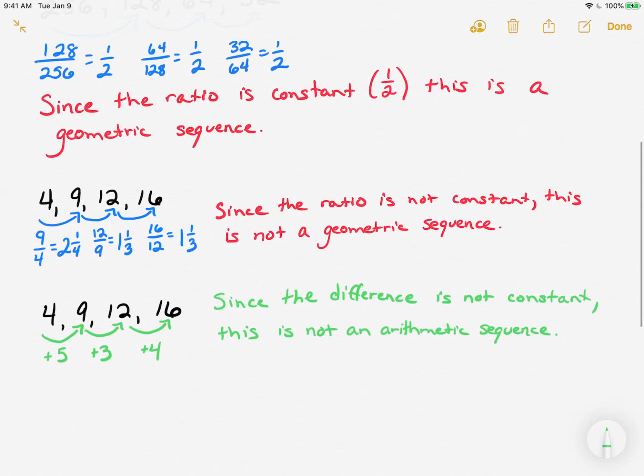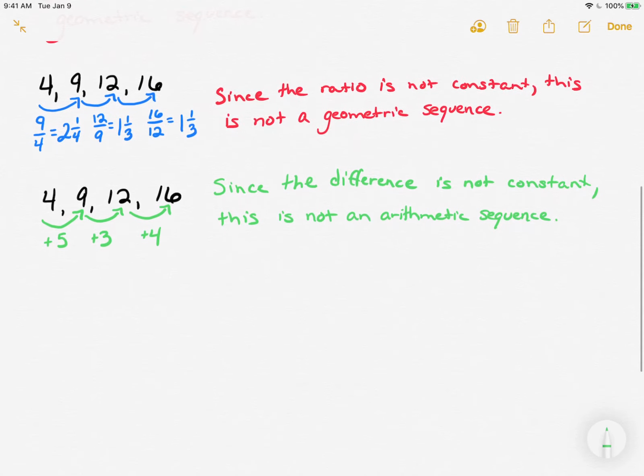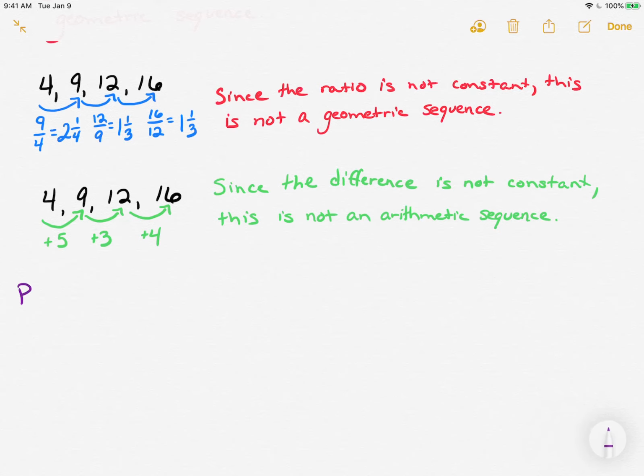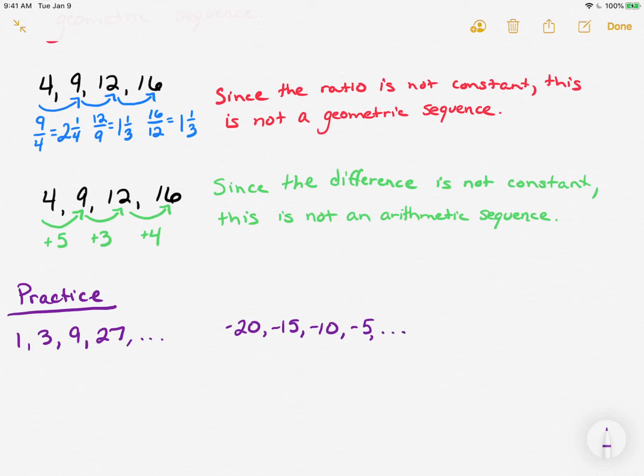Okay, let me give you three to practice on your own. Just put these in your notes. I'm going to give you three of them. 1, 3, 9, 27. That'll be the first one. Sometimes you'll see dots on the end saying the sequence keeps going, which is fine. Will that affect it? No. You can only make a decision with the information you have.